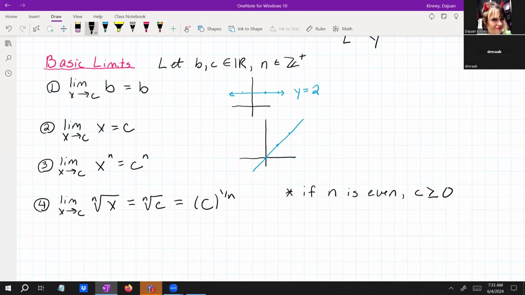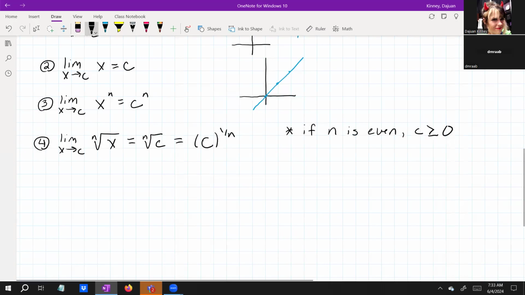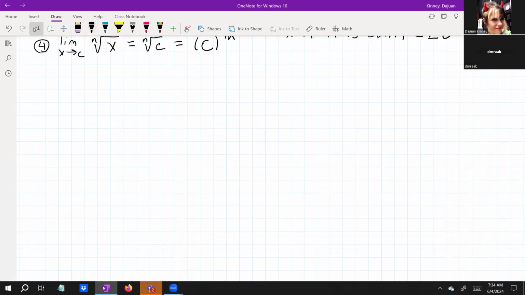Okay, the rest of the properties we have, looks like we have 6 of these guys. And then I'll make a different video for more things. Wrong thing.